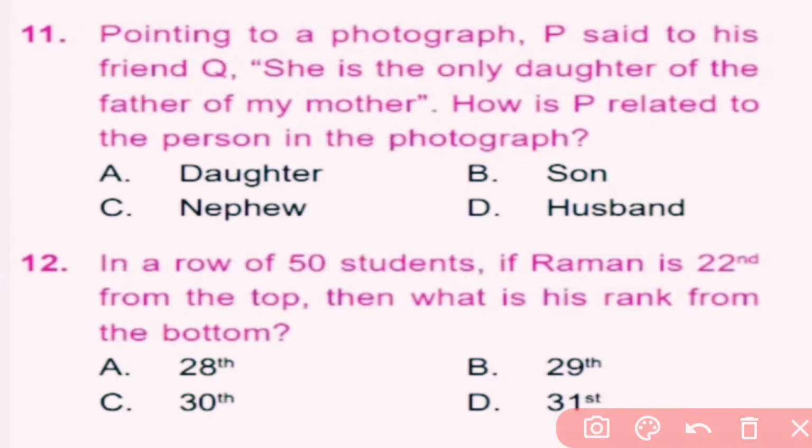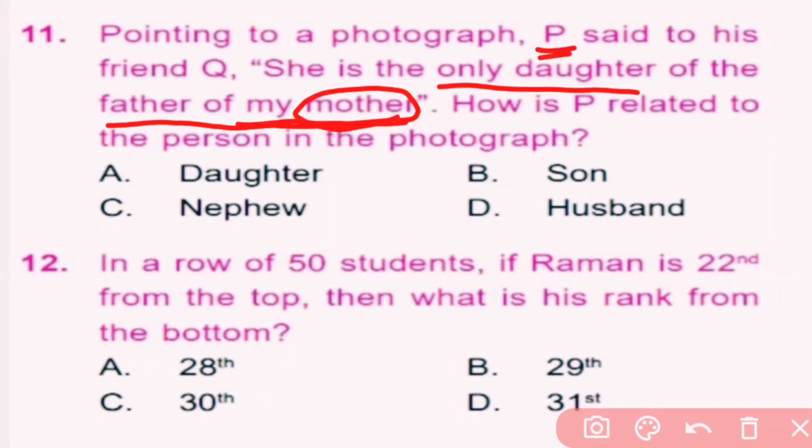Question number 11. Pointing to a photograph, P said to his friend Q, "She is the only daughter of the father of my mother." How is P related to the person in the photograph? Father of P's mother means P's maternal grandfather, and only daughter of his grandfather means his mother, means P is the son. So here B is correct answer.